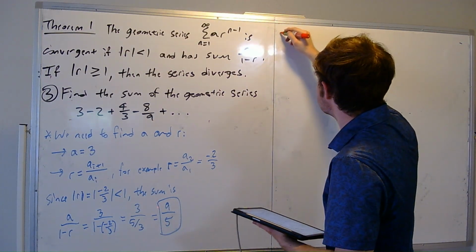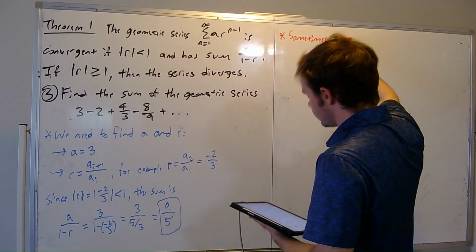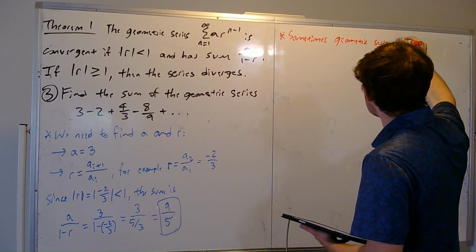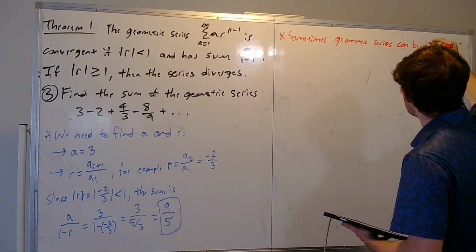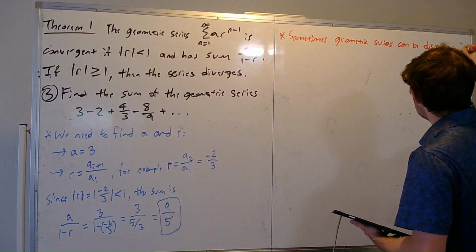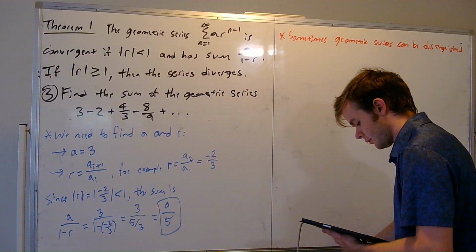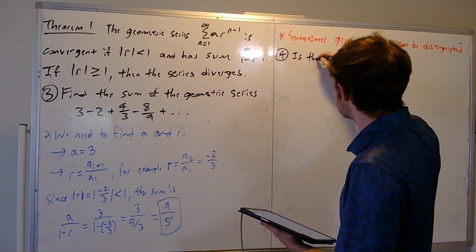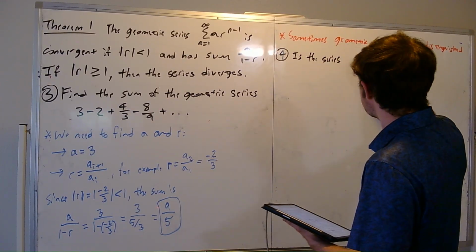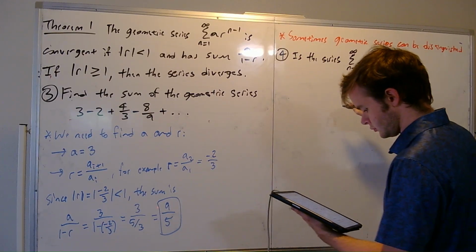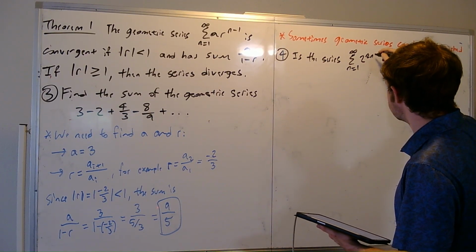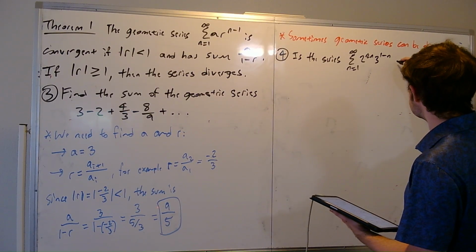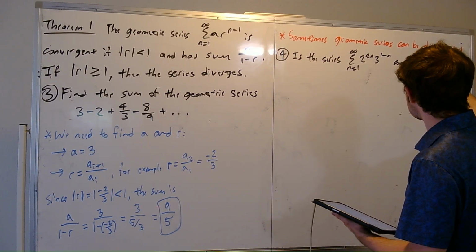So sometimes geometric series can be distinguished, and our example here, example number 4, is going to say, is the series, so it's the sum from n equals 1 to infinity of 2 to the power of 2n times 3 to the power of 1 minus n, convergent or divergent.